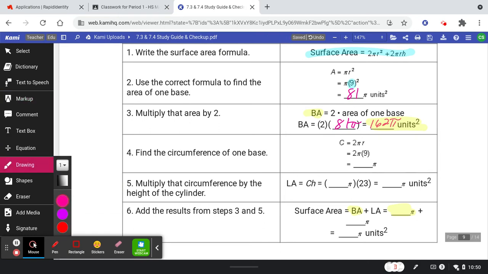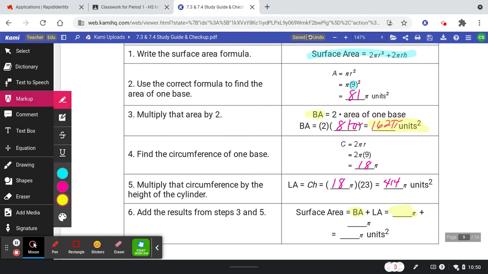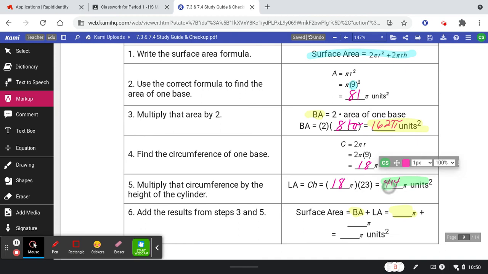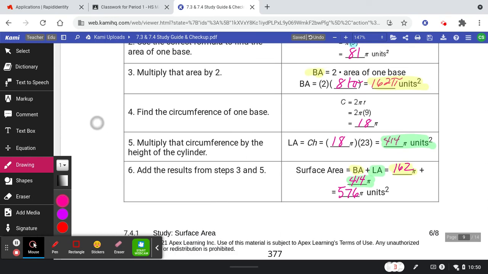Next, we go get the perimeter, 2 pi r, or 18 pi, and we take that 18 pi times 23, and that gives us our lateral area of 414 pi units. And we're going to take that and plug it in down here into the lateral area. And then we can add and get our final answer. So 162 pi units plus 414 pi units gives us a total of, you got it, 576 pi units. And this one's for the cylinder.